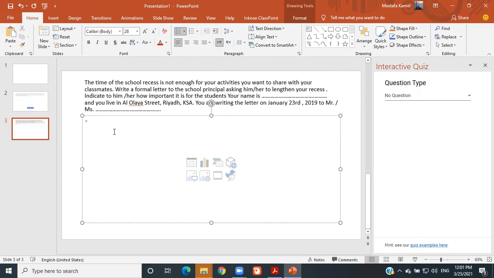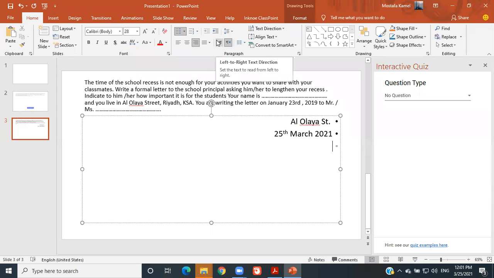Up here. Okay. Now, where do we live? Or where does he live? Riyadh, of course. Look here. I will start with the address: Al Ulaya Street, and the date: today is the 25th of March, 25th, 3, 2021. This is the address and the date, right?